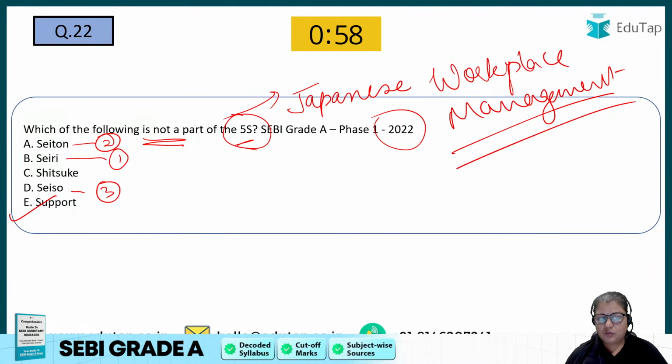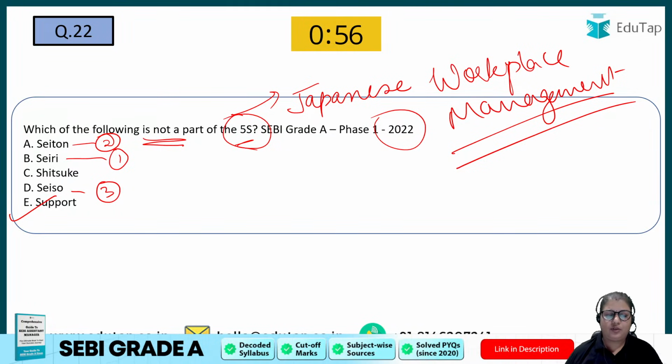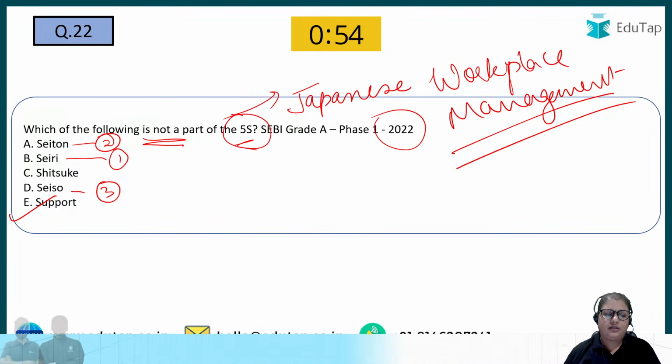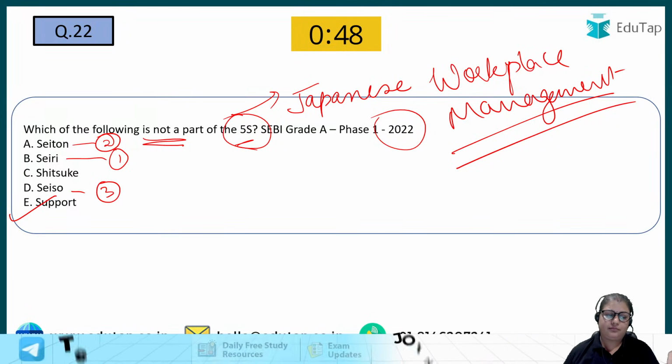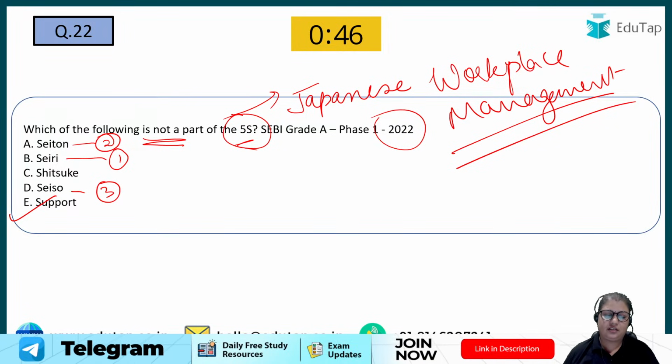Although this was an easy one also, because from the English and the Japanese words you can recognize that option E is a different name, a different method. So by the elimination method you can solve this, but nonetheless you should know what the 5S of Japanese workplace management are. Okay, shall we move ahead?